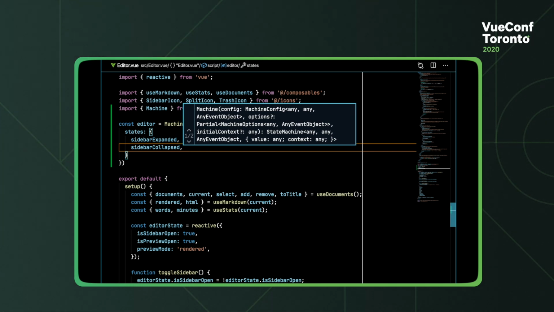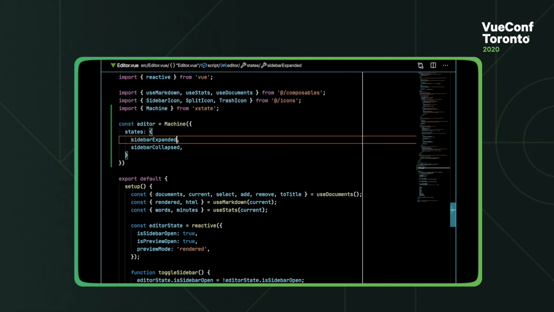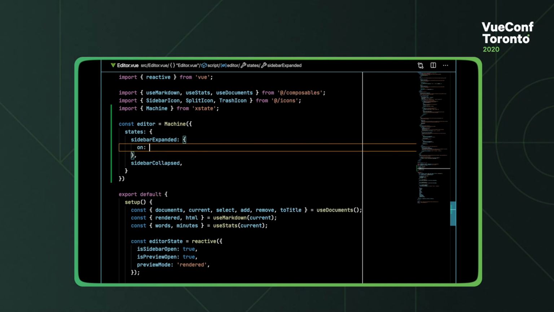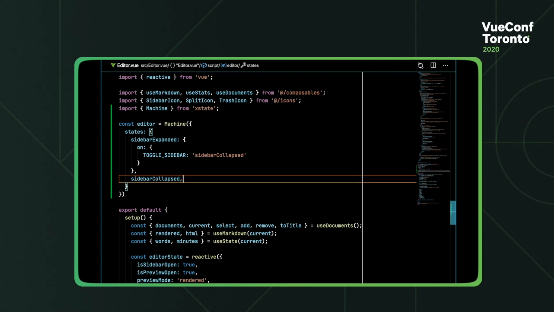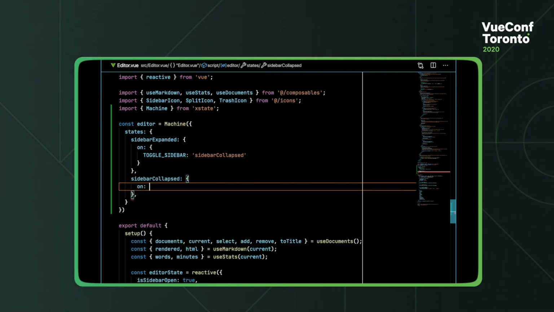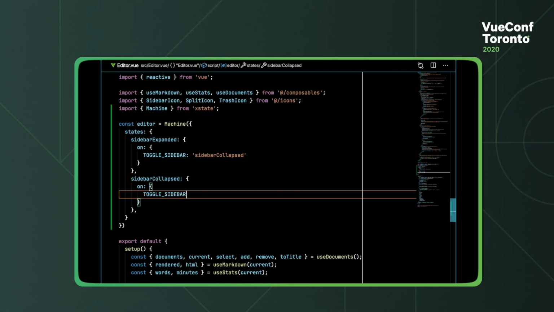And now what we want to do is make sure that we can move from one to the other. So to do that, what you do is that you define transitions. Transitions are triggered by sending events on the machine. The machine listens to events, and depending on the state on which it is at a given time, it will move on to another state. So for example, when we are on sidebar expanded, we can define a transition. So on toggle sidebar, and it would go to sidebar collapsed. The same way, when we are on sidebar collapsed, we define the transition, toggle sidebar, the same one, and you would go to sidebar expanded.